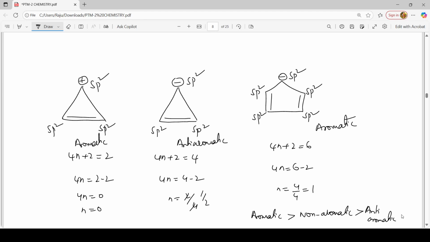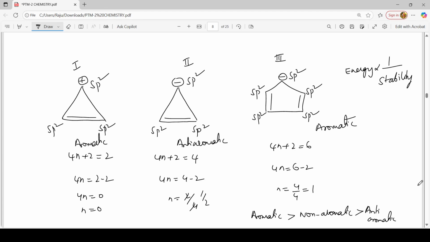Here the cyclopropenyl carbocation is aromatic and the cyclopentadienyl carbanion is aromatic. The 5-membered ring is more stable than the 3-membered ring. And the most important thing: energy is inversely proportional to stability. So the one that is more stable has less energy, and the one that is less stable has more energy.